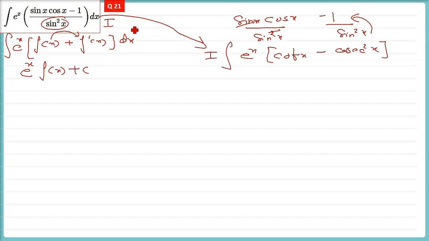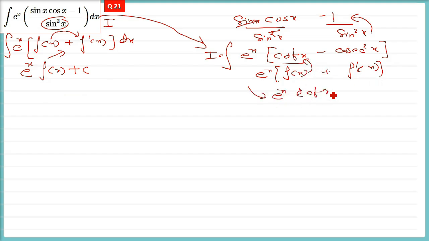This is your original integral, I will recall it in a while. Now cot x, if you take it as f(x), then the differentiation of this f(x) will be f'(x), which is indeed negative cosec square x. So in this case f(x) is cot x and the differentiation of cot x is directly negative cosec square x. So we can take e^x f(x) plus c as the answer. What is f(x) here? Cot x. So e^x cot x plus c.